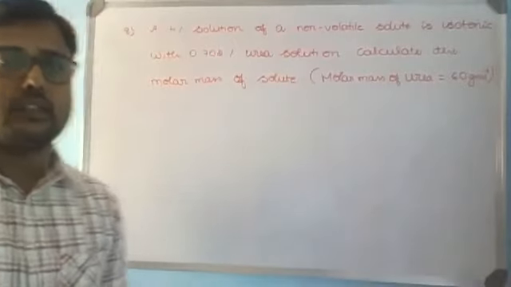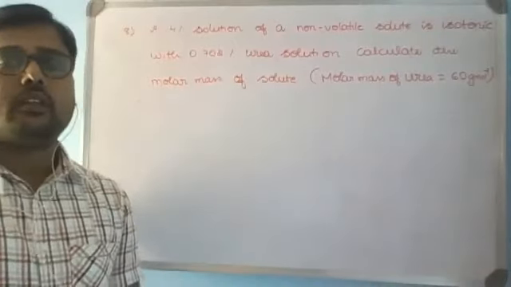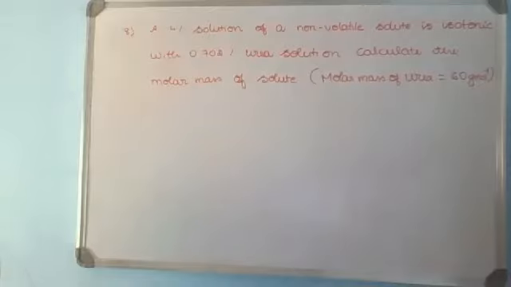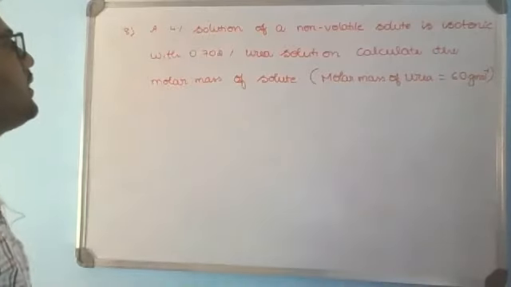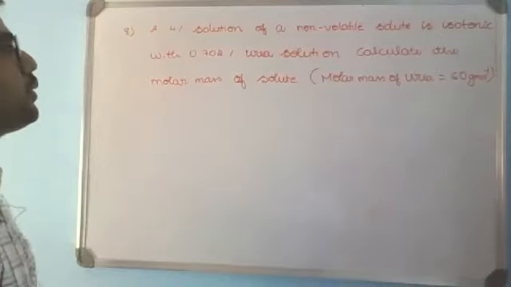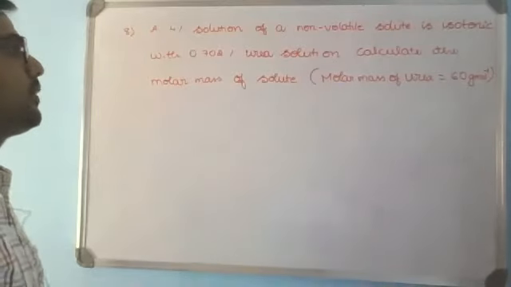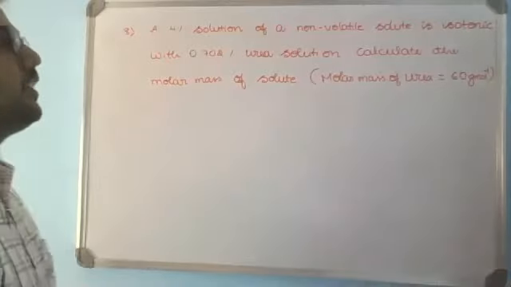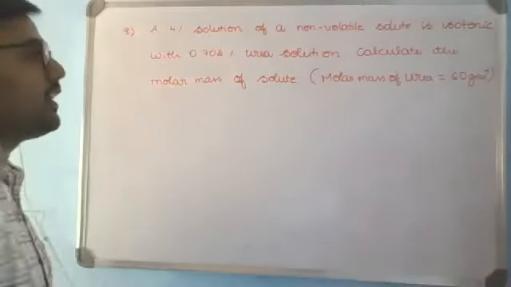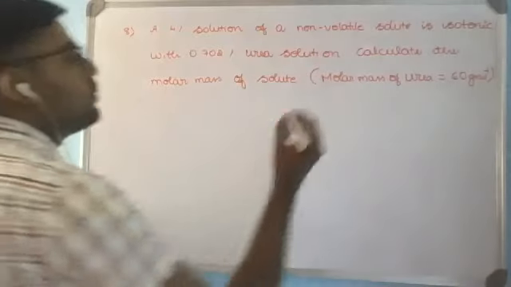Okay, we'll continue with the next problem. A 4% solution of a non-volatile solute is isotonic with 0.702% of urea solution. Calculate the molar mass of the solute. Given molar mass of urea is 60 gram per mole.